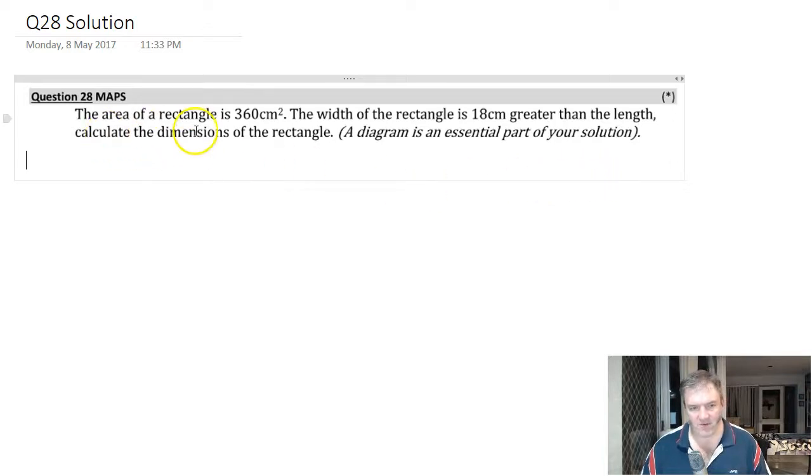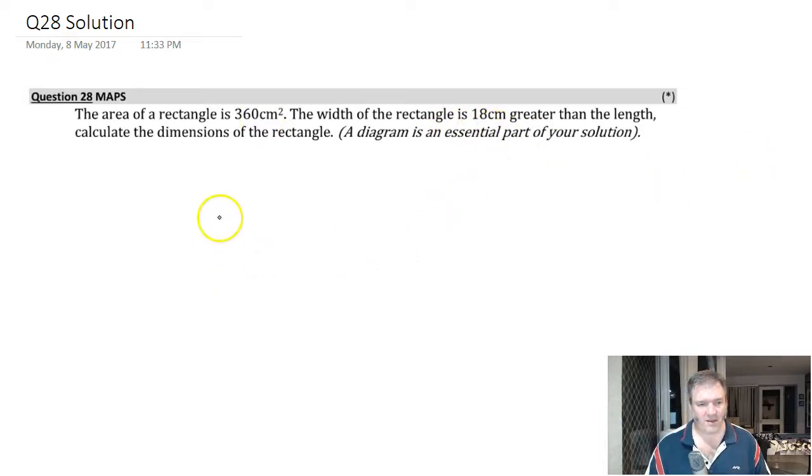In this case, the area of a rectangle is 360 square centimetres. The width of the rectangle is 18 centimetres greater than the length. Calculate the dimensions. Well, I was going to hand draw it, but let's be a little bit kinder to you trying to watch it. Here's a rectangle.